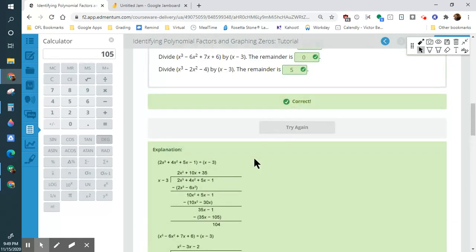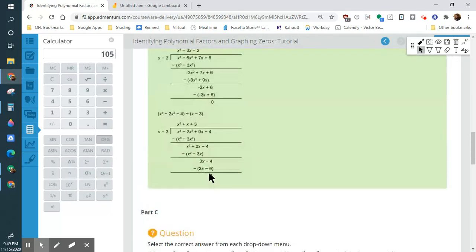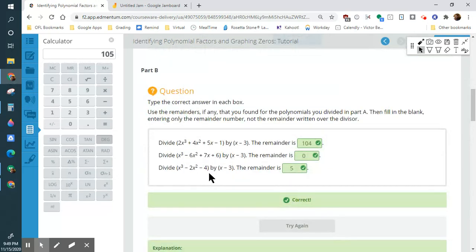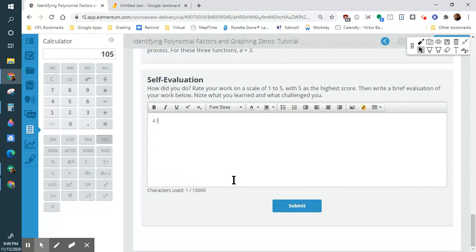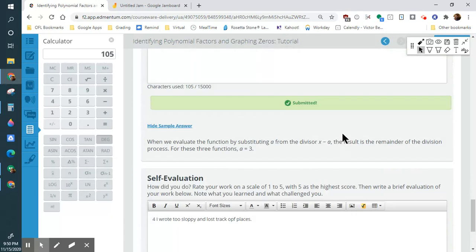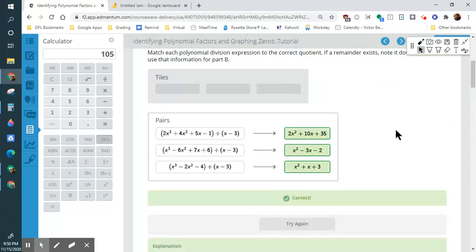And for this one, I'll give myself a 4. Why not? Basically, the reason why I gave myself a 4 was I lost track of things. So I wrote too sloppy and lost track of places. And I think this is even more likely to happen if you don't organize it the way I did. If you do it the way Edmentum did it, that's not organized at all, which makes it even harder to do. Oh, I forgot to answer these.